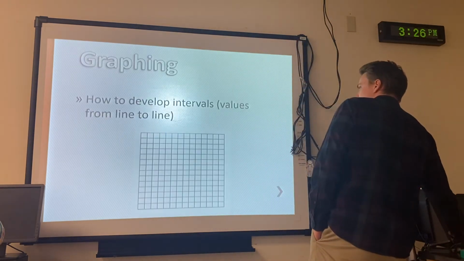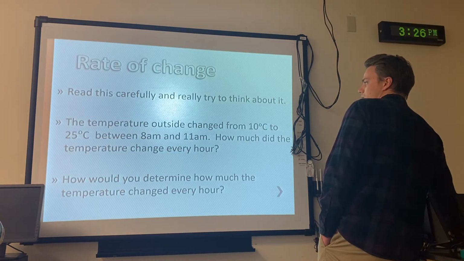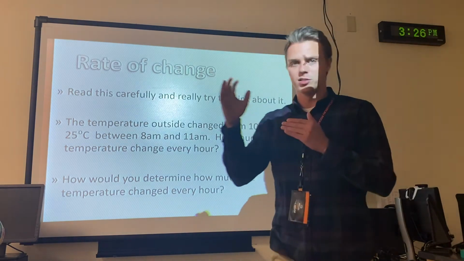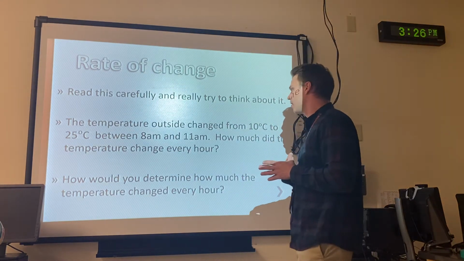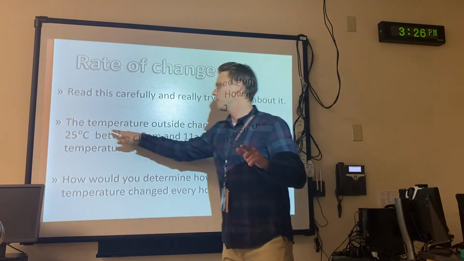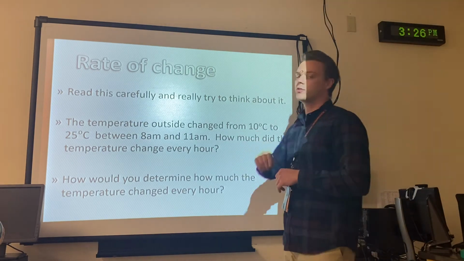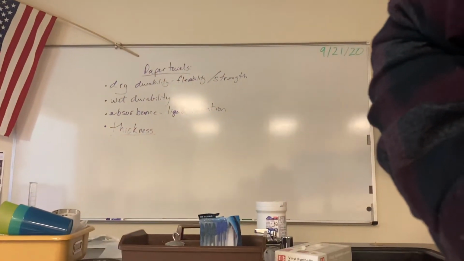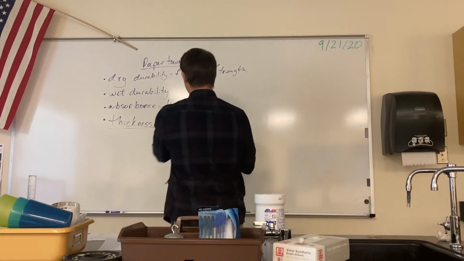All right. Now let's look at some rate of change questions. Rate of change is just going to be a subtraction of two numbers divided by the amount of time that goes by. The temperature outside changed from 10 degrees Celsius to 25 degrees Celsius between 8 a.m. and 11 a.m. How much did the temperature change every hour? I'm going to direct you over here, and we're going to try that out.